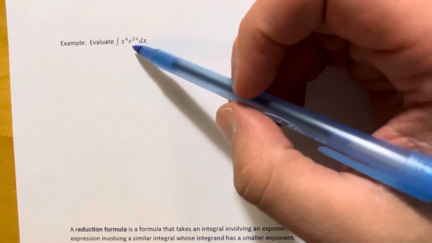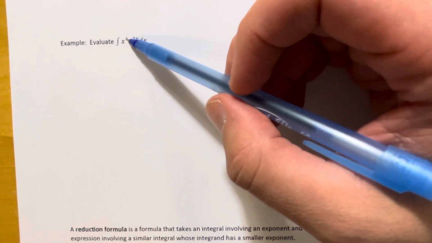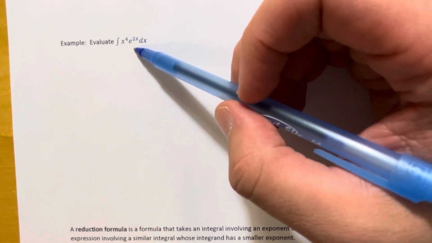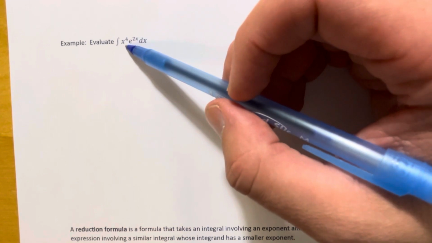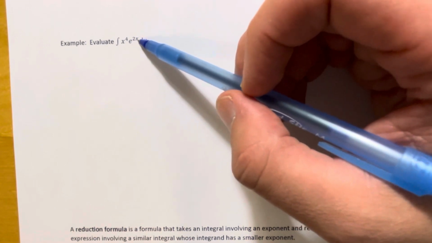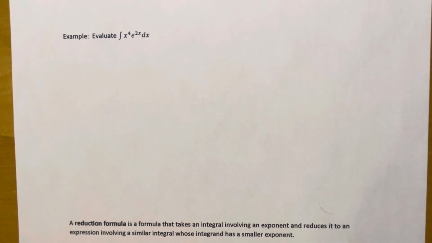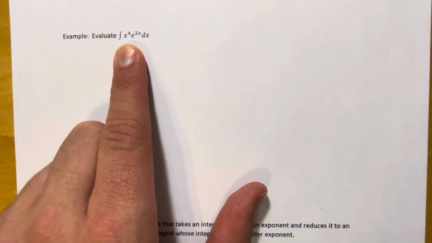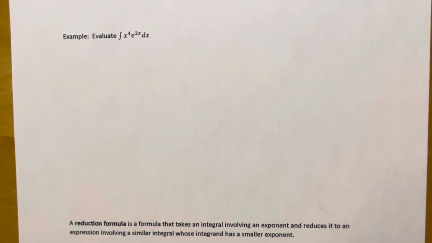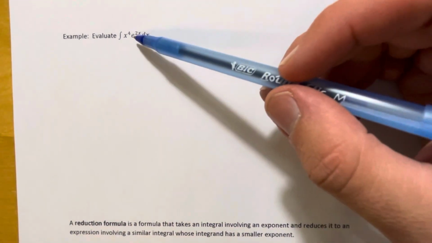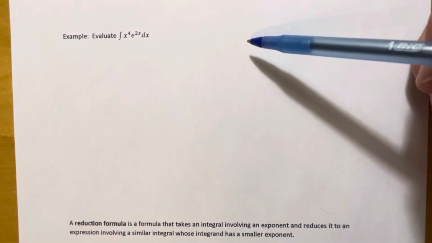I want to evaluate the definite integral of x to the fourth. I think I said definite. I meant to say indefinite integral of x to the fourth e to the 2x. This looks pretty similar to previous examples that we've dealt with. And in fact, this one involves a polynomial, which we have been choosing to be the u and letting the other function, in this case e to the 2x, be the dv.